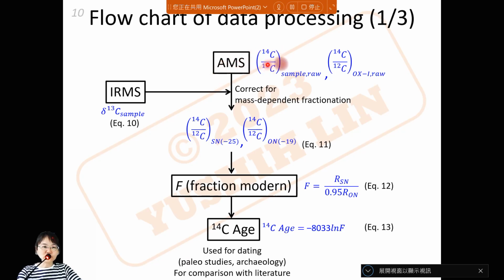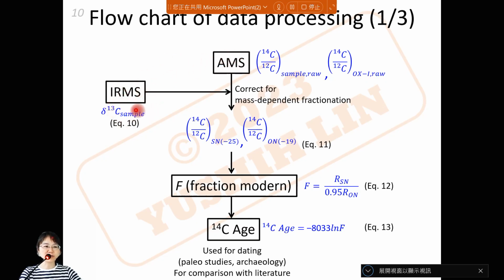The AMS will generate the C14 to C12 ratio of your standard and your sample. Then you need to send your sample to a separate instrument called IRMS, the Isotope Ratio Mass Spectrometer. This instrument is much smaller. It is probably as big as one of the tables here. And in this department, we have such instruments in my lab. You can measure the delta C13 value from the sample. So you need two instruments.